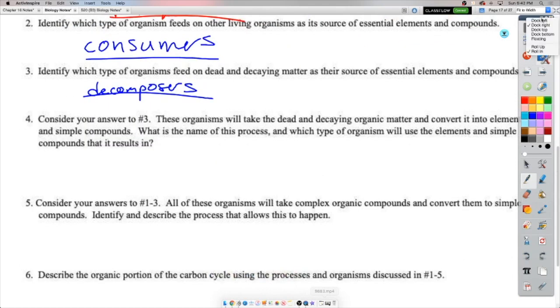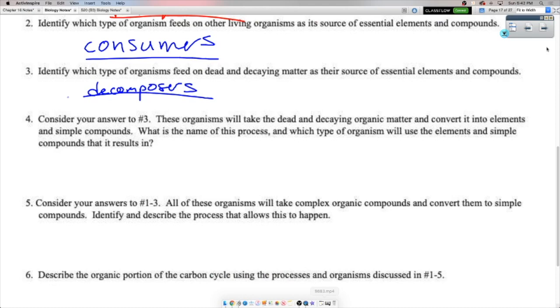Okay, consider your answer to number 3. These organisms will take the dead and decaying organic matter and convert it into elements and simple compounds. What is the name of this process, and what type of organism will use the elements and simple compounds that it results in? So what's the name of that process? Well, decomposers breaking down dead stuff into elements and simple compounds, that's called decomposition. That's where the name decomposer comes from, okay?